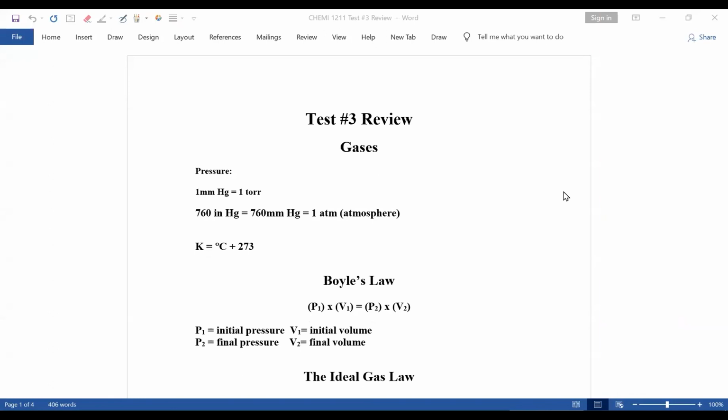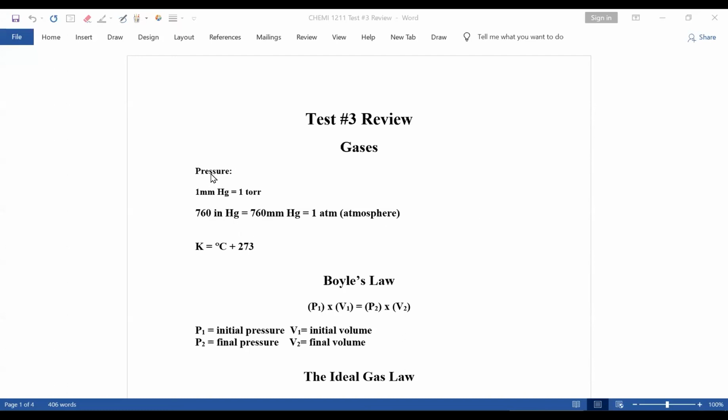Let's go through important things you should know. We talk about gases. Also, let me remind you, in the lecture section of Blackboard, I have important information for test number 3. You should look at that because that's stuff you don't have to memorize, but you do have to know how to use. And I give you this right here.